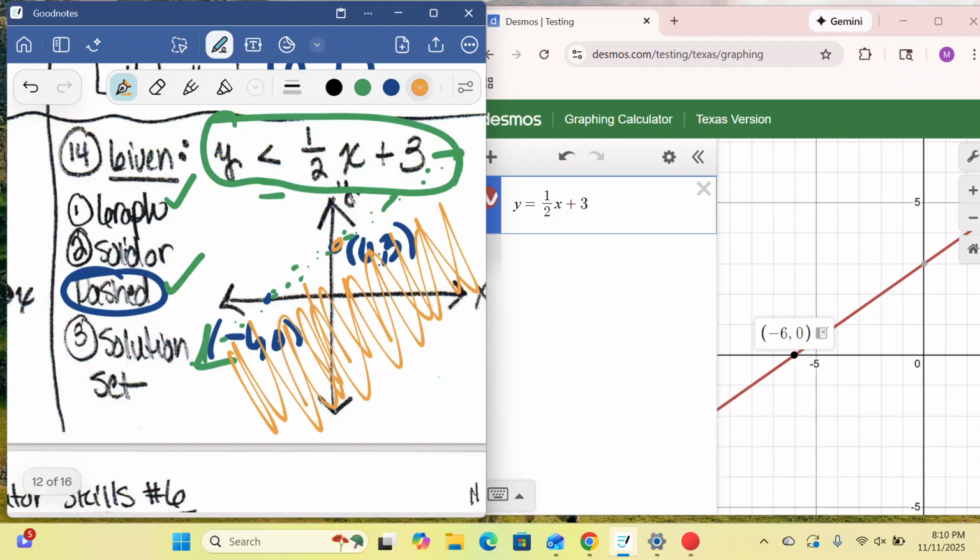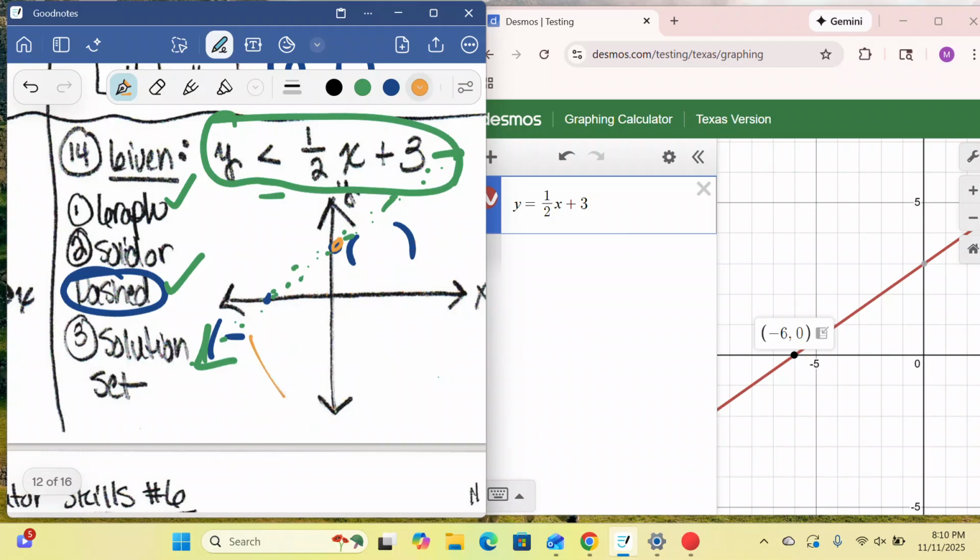So let's double check to make sure that is correct. Right there. You'll be able to click on it, and then it'll give you your solution set. So y is less than 1/2 x plus 3. It's a dashed line, and y is less than 1/2 x, so it's on the bottom of the y. So that is how you graph an inequality.